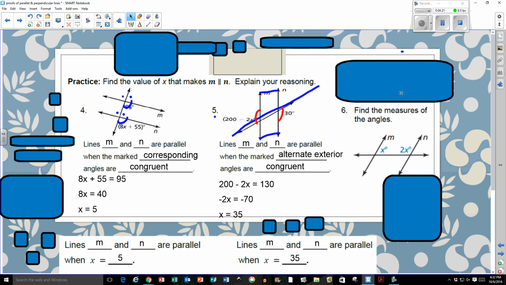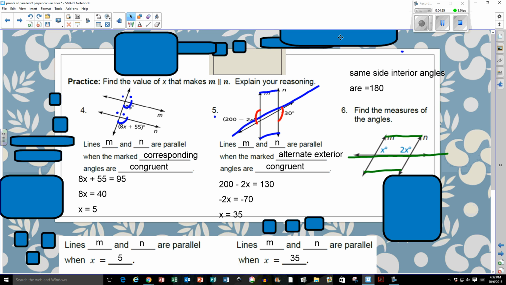Okay. This one, they said to find the measures of the angles. So I'm just going to find the measures. But the first thing I need to do is recognize what relationship they have. So this is the transversal. They're on the same side and they're inside. So therefore, they're same side interior angles and they're supplementary. So that means I get to add them together.